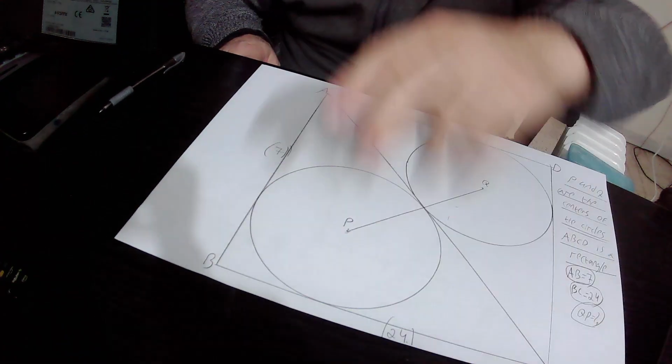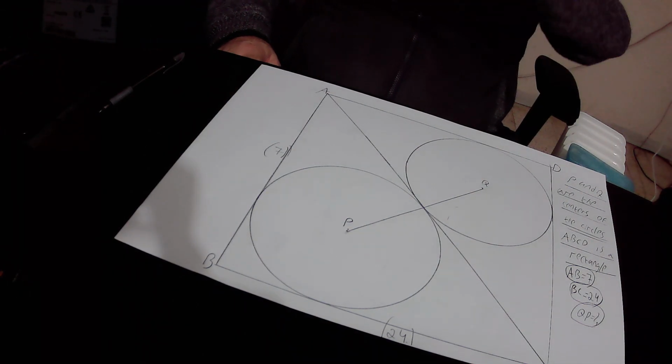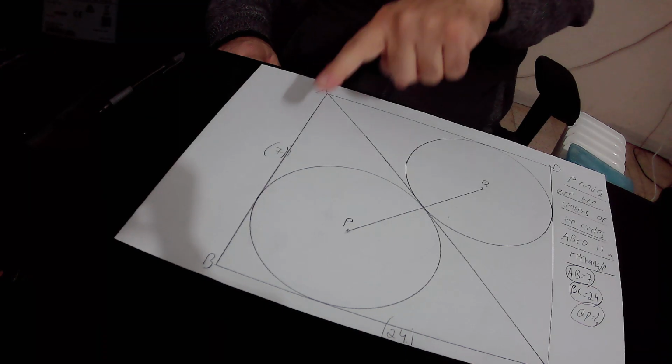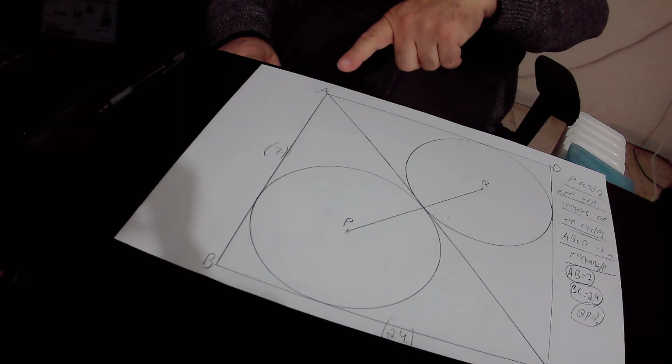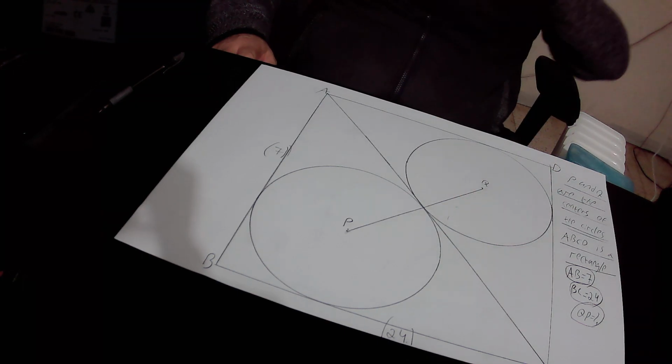Now, in this lecture, we find out the distance between the centers of two circles. In the drawing, we have rectangle ABCD. We know that side AB of this rectangle is equal to 7 units in its length, side BC equals 24 units in its length.